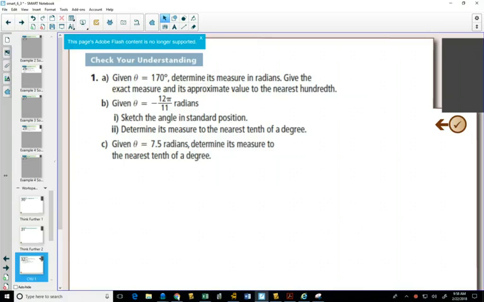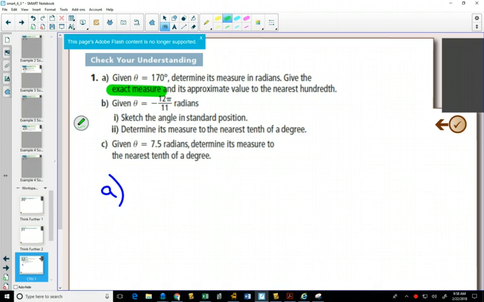Here's our first example. Given theta equals 170 degrees, determine its measure in radians. Give the exact measure and the approximate value. So there are some keywords that we're going to need to know here. We're going to need to know what exact measure means. Exact measure means you're not typing something into your calculator and rounding. You're keeping pi, or you're keeping your answer as a fraction of pi.